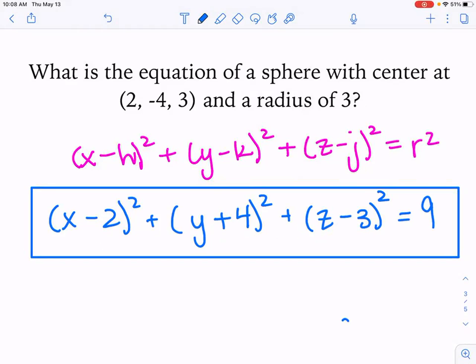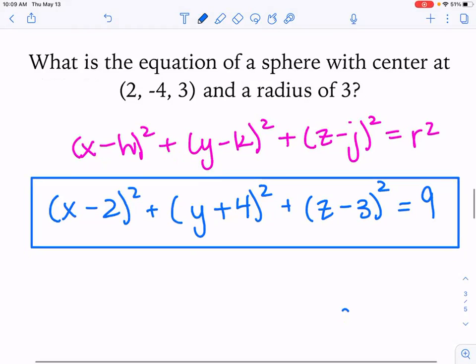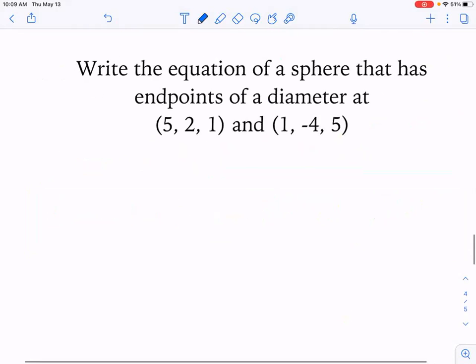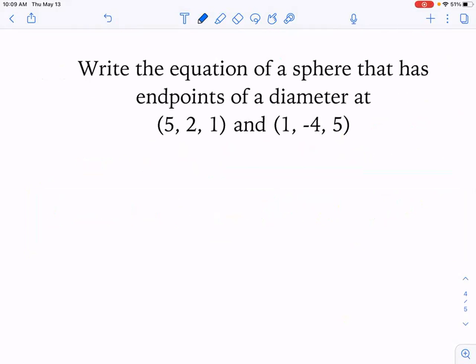Okay. Now, the probability that I give you a question this straightforward on the test, pretty small. What kinds of things may I ask you to do with the equation of a sphere? So here we go. Here's a little bit more exciting of a problem. I'm telling you that the sphere has endpoints of a diameter at 5, 2, 1 and 1, -4, 5.